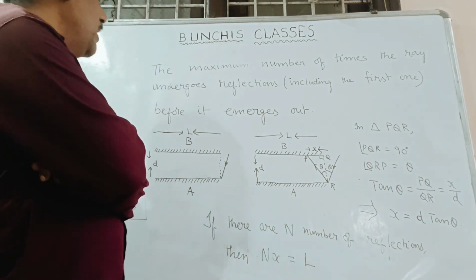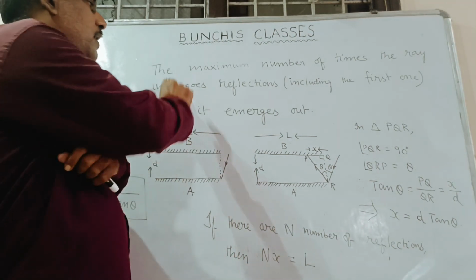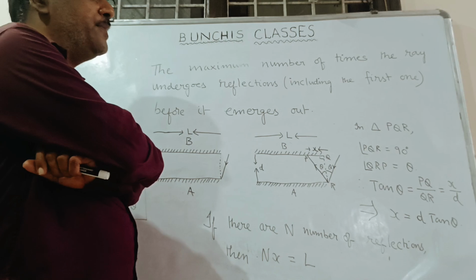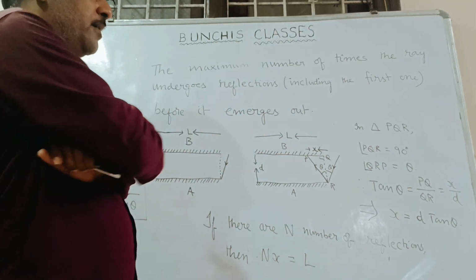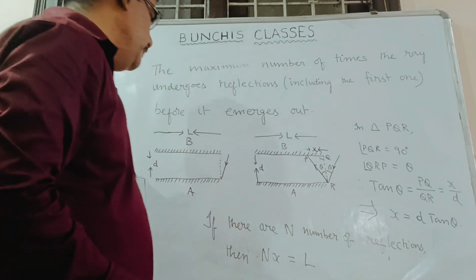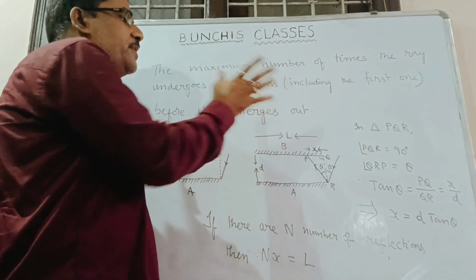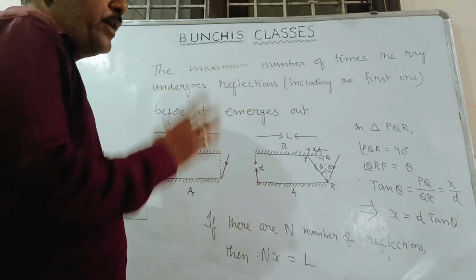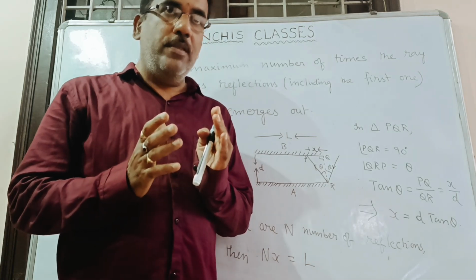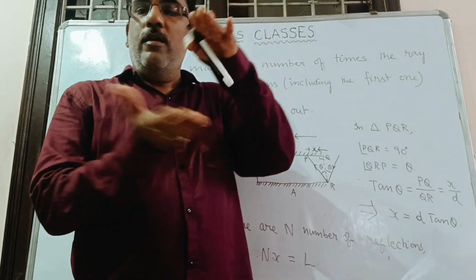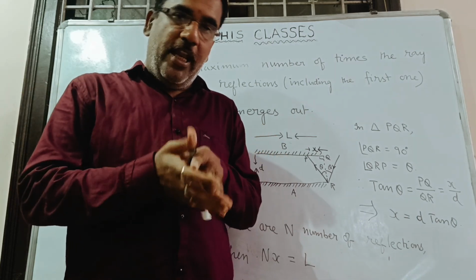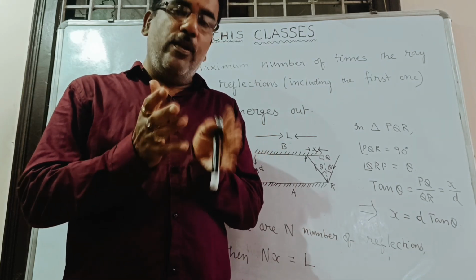Now, let us understand the maximum number of times the ray undergoes reflections, including the first one, before it emerges out. So, we have to calculate how many times a ray will be reflected in between two parallel plane mirrors, that we have to calculate.